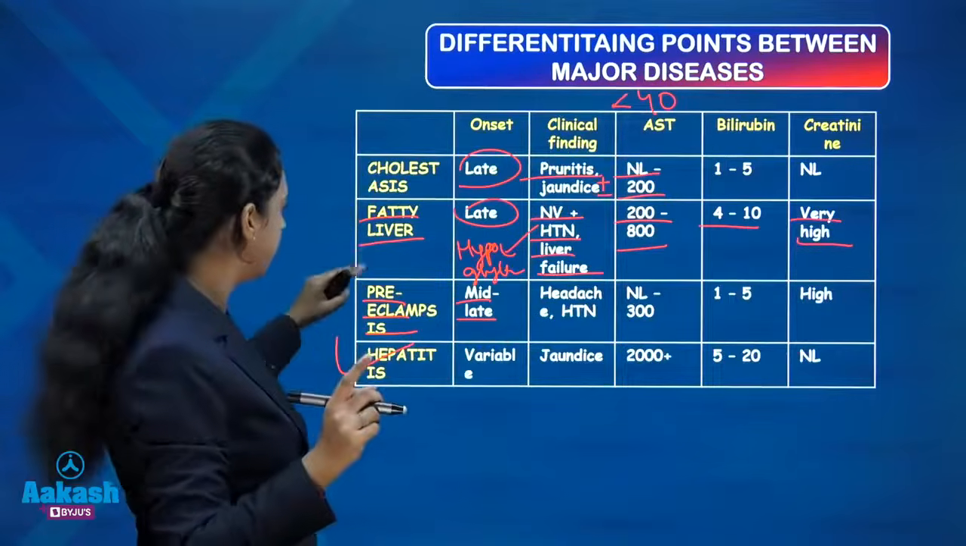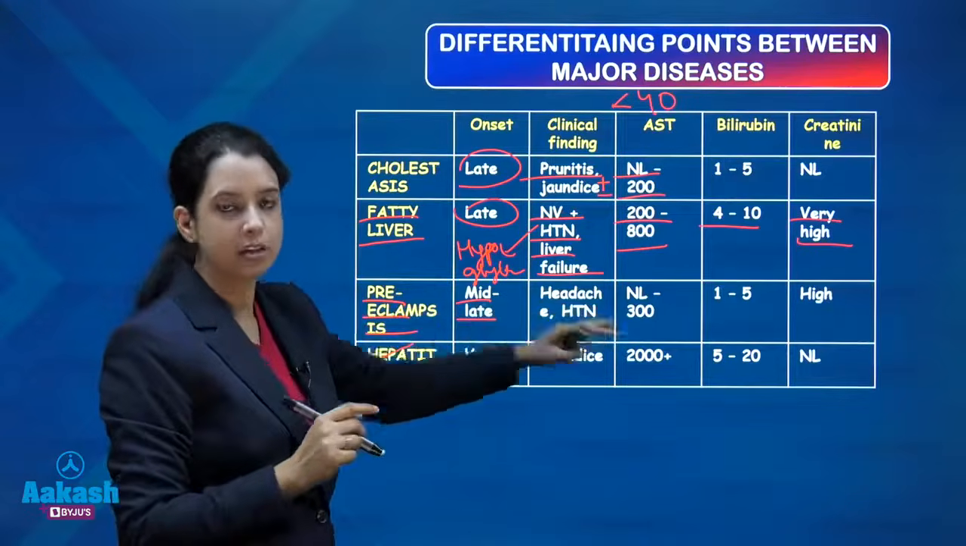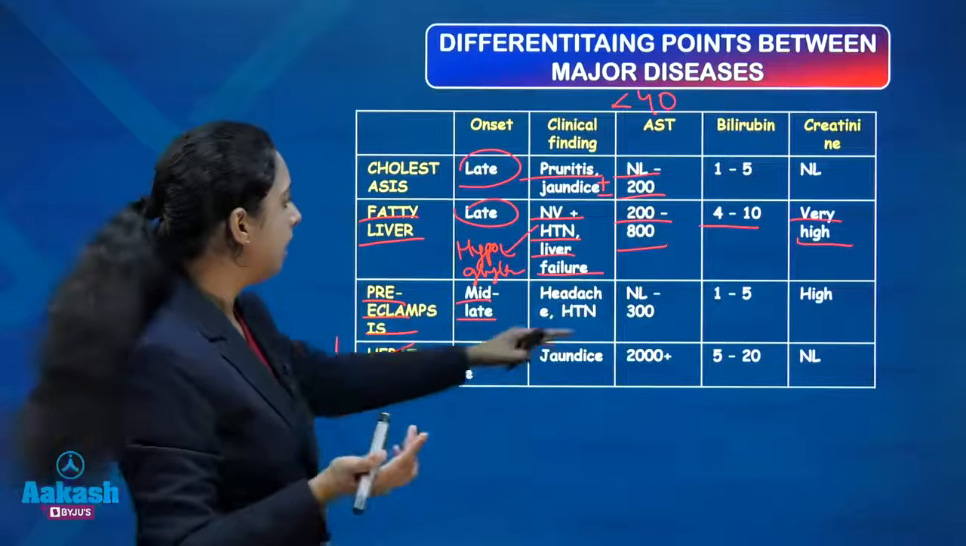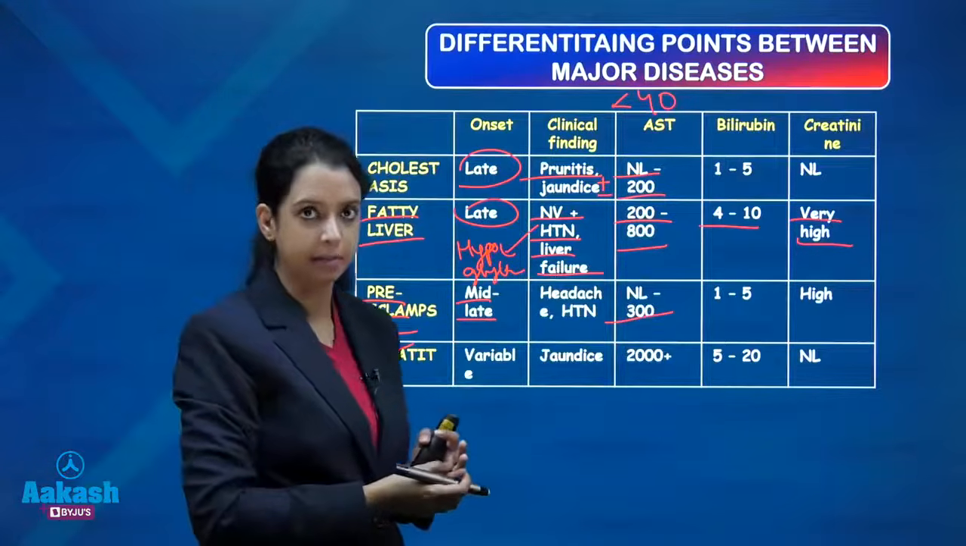Remember, it's an emergency. Preeclampsia means HELP syndrome. Will have headache, will have hypertension, will have urine protein. Simple. Then AST will be almost 300. Okay, creatinine might be high.